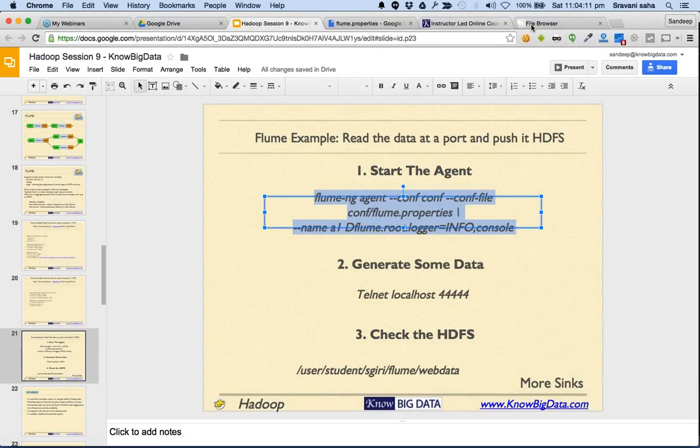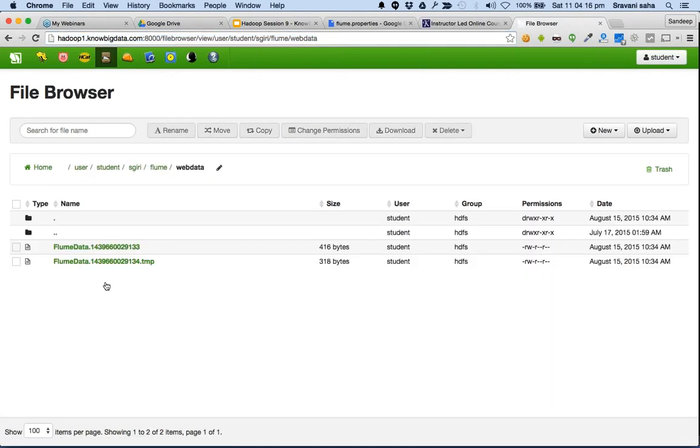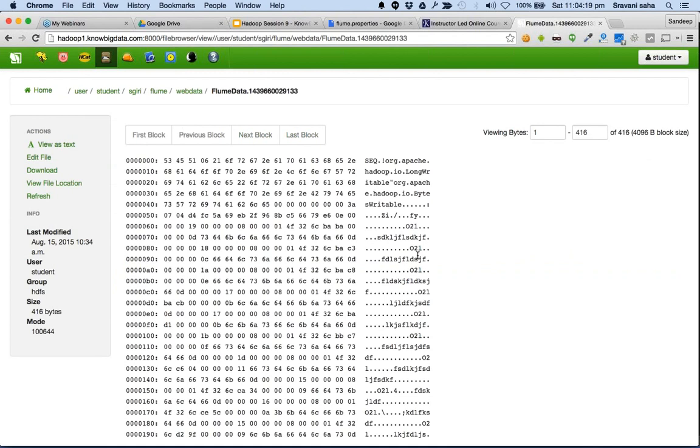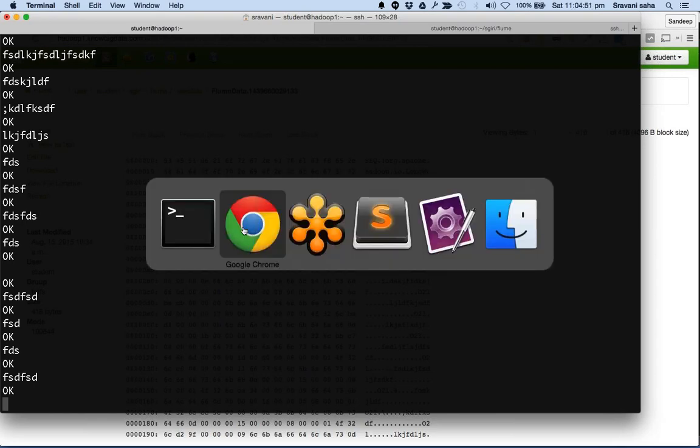So we are pushing this data, and in parallel this data is being pushed here. We can refresh it and see the data. You can see that whatever we have typed here is being written here, and the data is in binary format, and this format is defined by this class called BytesWritable. So that way we were able to successfully run an agent which was listening on a particular port for data. It is like a network service listening for data, and anybody who comes and tries to write to it, it will push that into HDFS.